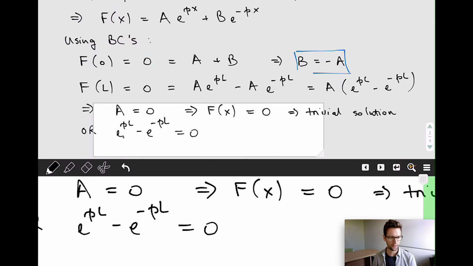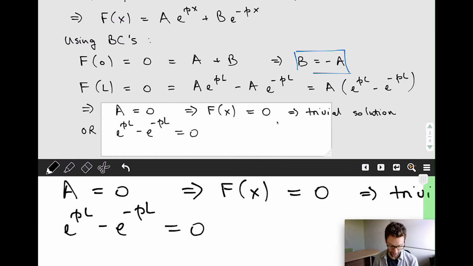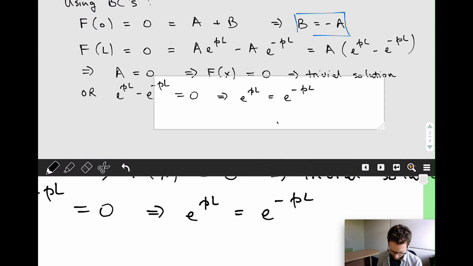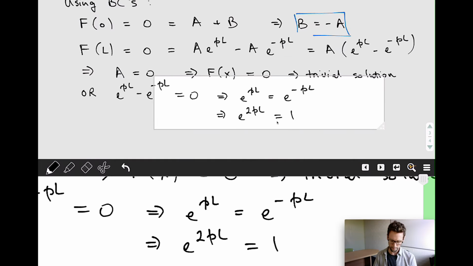So we're looking for a non-trivial solution. That leaves us with this possibility. e to the pL minus e to the minus pL is equal to 0. So this is a condition on p and L. Now I can pull that e to the minus pL over to the other side and then multiply both sides by e to the pL. That'll give me e to the 2pL is equal to 1.